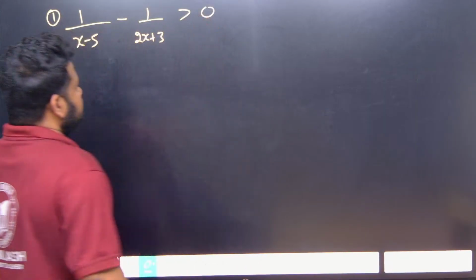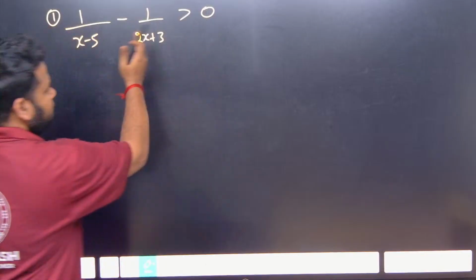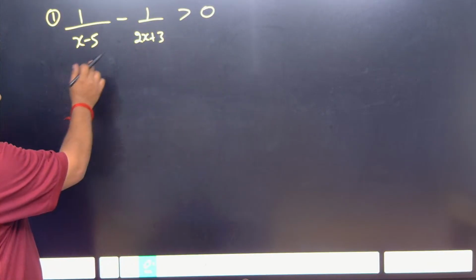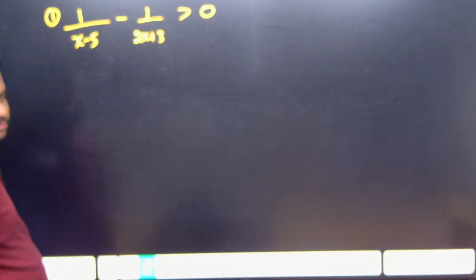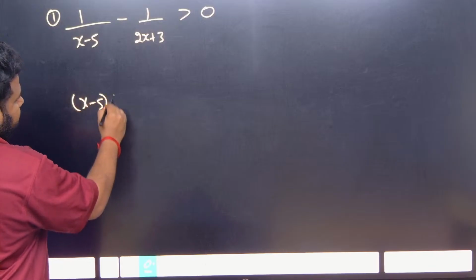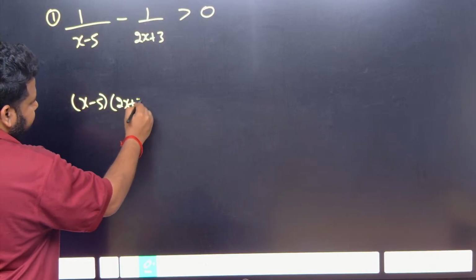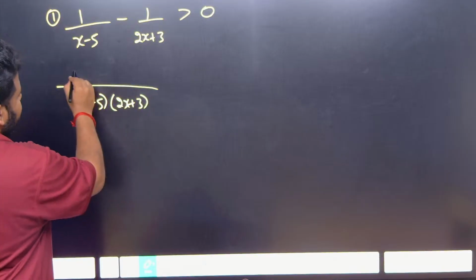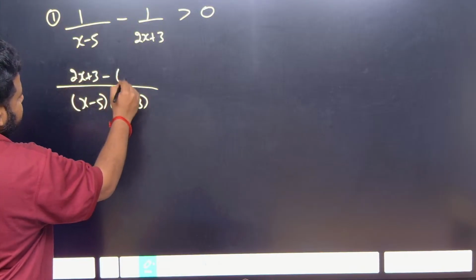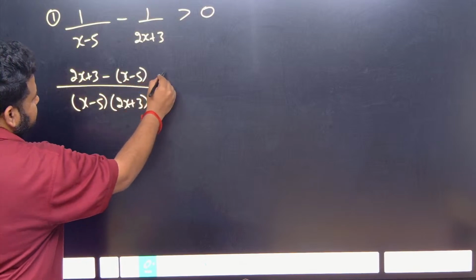Greater than 0. So what should you do here? First thing is, don't send it to the RHS. First let us take the LCM here. So 1/(x - 5) - 1/(2x + 3) > 0. LCM is (x - 5)(2x + 3). What will we have in the numerator? This will become (2x + 3) - (x - 5) > 0.